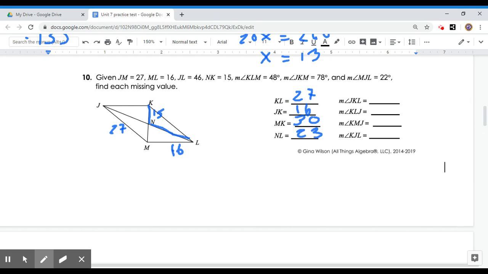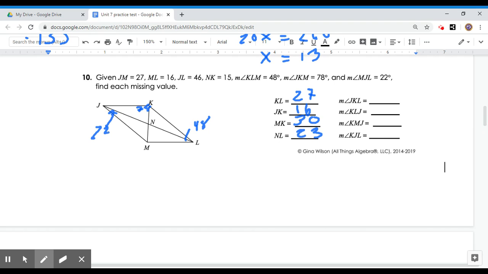So again, the key here is you know that opposite sides are the same and that these diagonals intersect at the midpoint, so they bisect each other. So that means one of these is half of the whole thing. All right, so let's erase that, and now let's worry about the angles. So KLM is 48, so this guy is 48. JKM is 78, so right here is 78, just that half. MJL is 22, so this tiny little thing right here is 22.